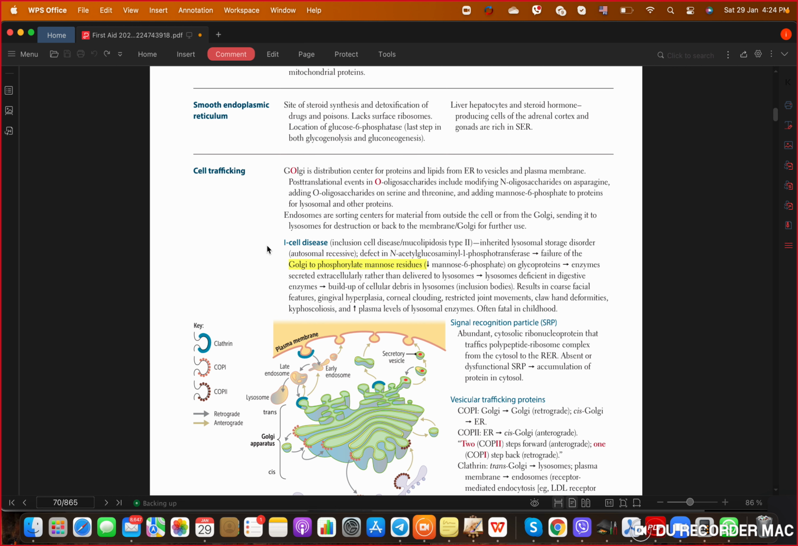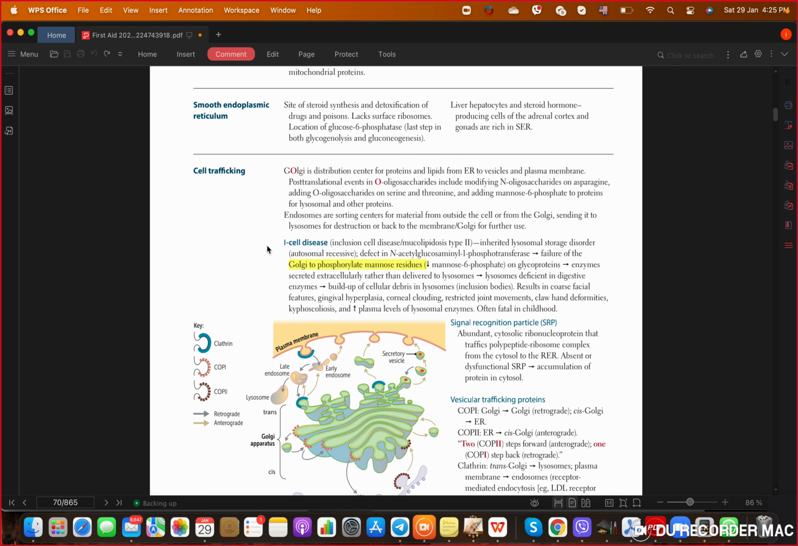So the name of the enzyme is N-acetylglucosamine 1-phosphotransferase. You can see why I don't memorize it. It's a really long name. They don't ask you about the name, they ask you about the next point. So what exactly happens in I-cell disease? There is failure of the Golgi to phosphorylate the mannose residue. So there will be less mannose 6-phosphate on the glycoprotein.